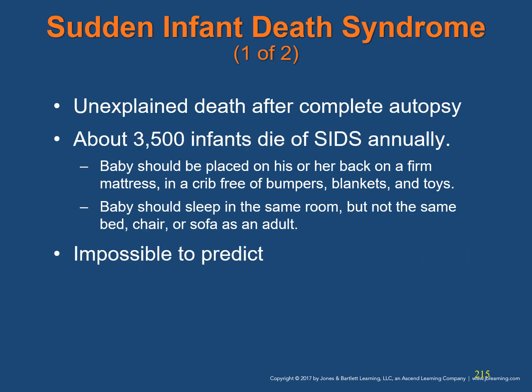Sudden infant death syndrome. The death of an infant or young child is called sudden infant death syndrome, SIDS, when after a complete autopsy the death remains unexplained. About 3,500 infants die of SIDS annually. The American Academy of Pediatrics recommends that a baby be placed on his or her back on a firm mattress in a crib that is free of bumpers, blankets, and toys. The CDC recommends having a baby sleep in the same room, but not in the same bed, chair, or sofa as an adult.